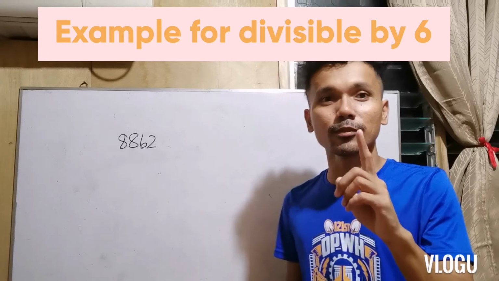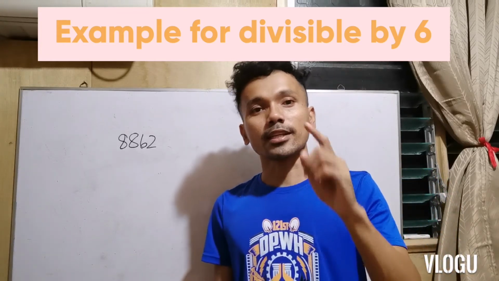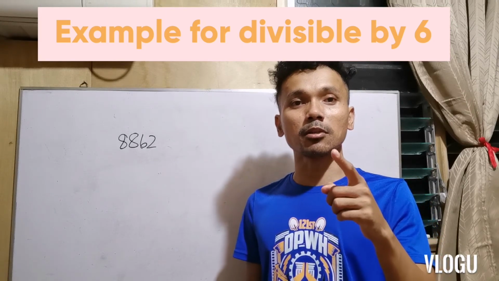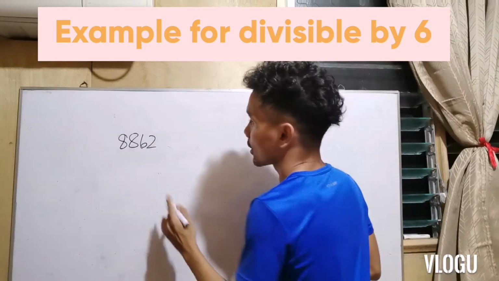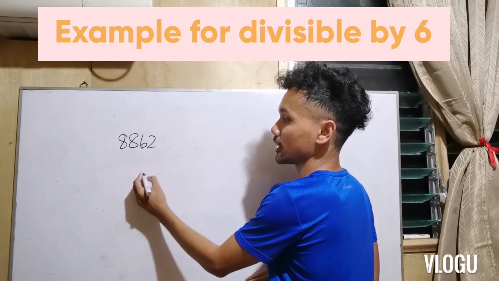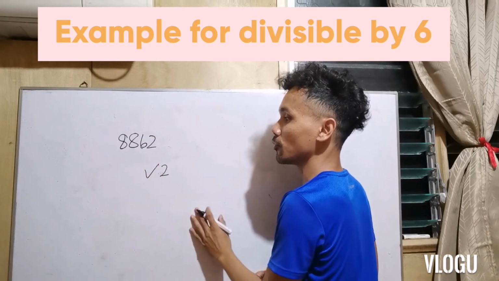8,862. So, anong gagawin natin? To check if the number is divisible by 6, dapat siya ay divisible by 2. Okay, check natin. Divisible by 2 ba? Check. Divisible by 2.